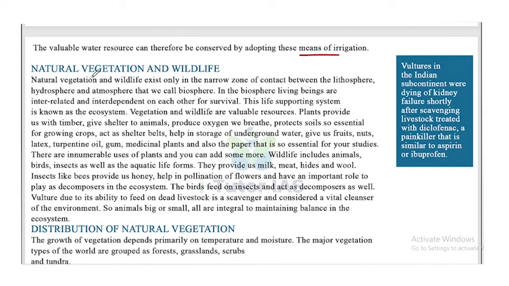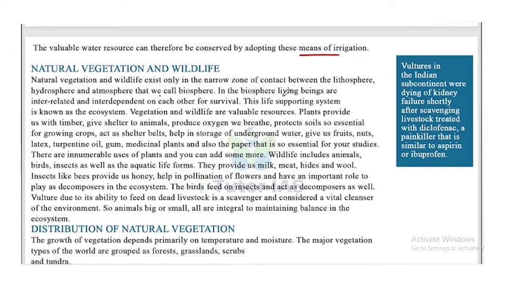Now, natural vegetation and wildlife. Natural vegetation and wildlife exist only in narrow zones of contact between the lithosphere, hydrosphere and atmosphere, and we call it the biosphere. So where the lithosphere, the hydrosphere and the atmosphere meet, this region is called a biosphere, and the natural vegetation exists only in this zone.